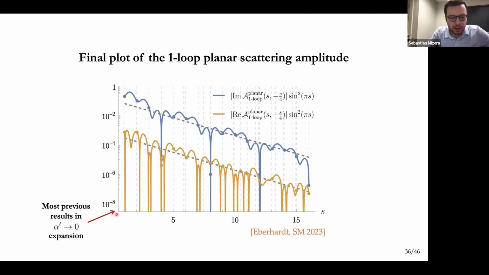But unfortunately, we cannot exactly match on those results. That's because these results break down at the first resonance. So the alpha prime expansion actually doesn't tell you much about these complicated curves.